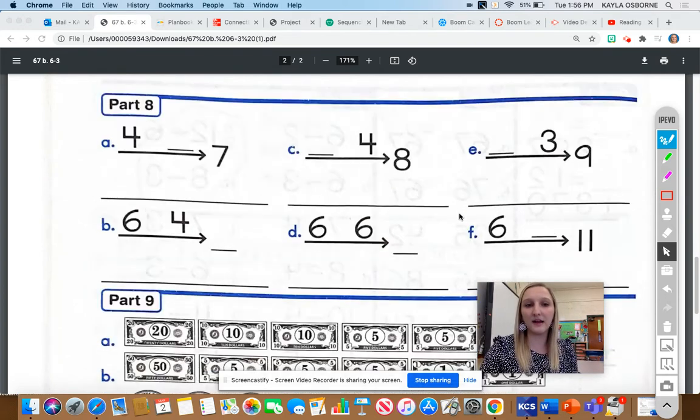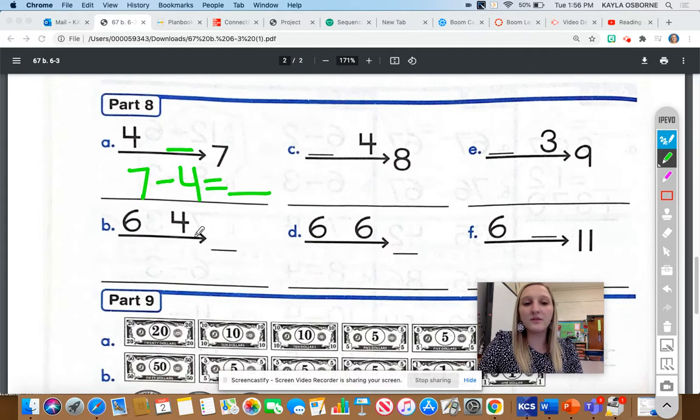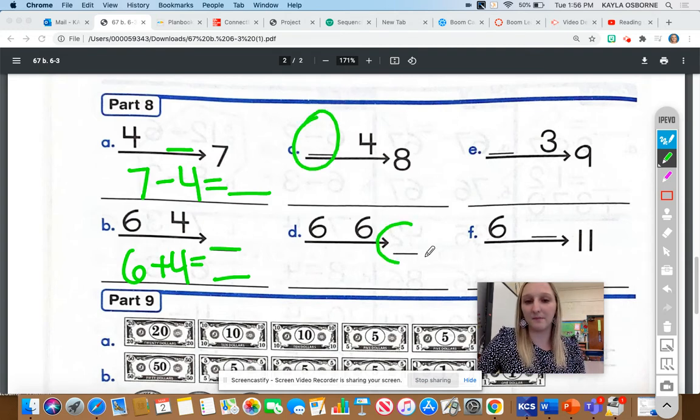So we'll go ahead and I'll walk through the first one with you. So this first part, you're finding the missing number and they want to know how you found it. So like on this one, you have to subtract. So they want you to put 7 minus 4 equals and then put the answer. On this one, they want you to add. So they want you to do 6 plus 4 equals and put the answer. So they want to know how you found that missing number, okay?